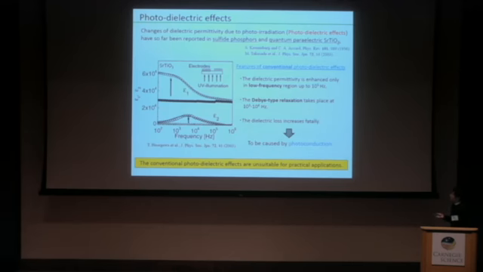First, the dielectric permittivity is enhanced only in the low frequency region. Then, the Debye-type relaxation is observed in the kilohertz region. Finally, the dielectric loss increases drastically. The origin of the conventional photodielectric effect is photoconduction. So the conventional photodielectric effects are unsuitable for practical applications.